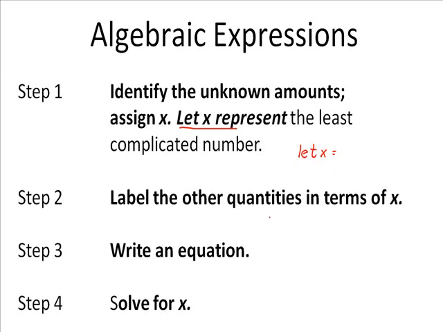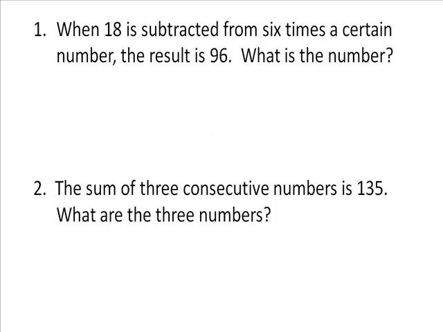If there are multiple objects in your question, you need to move on to step 2 and label all the other quantities in terms of x. Don't introduce a new variable like y. Relate everything back to terms of x. When that's finished, write an equation and then finally solve your equation for x. I have a couple examples here to try.